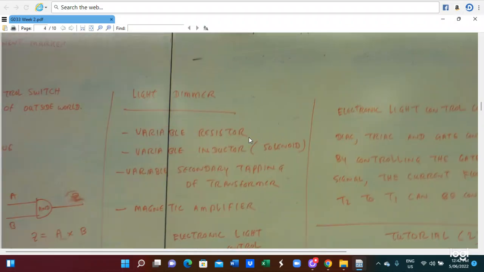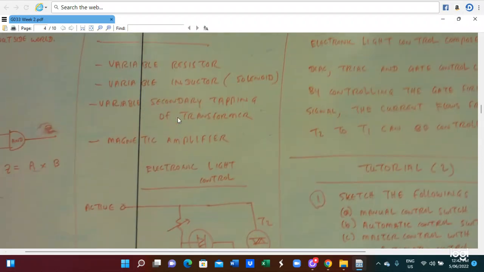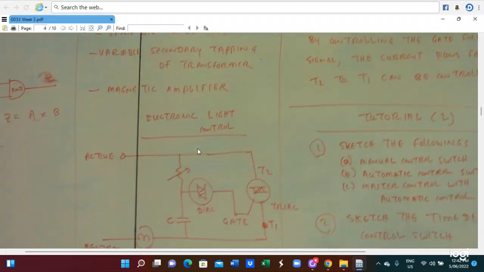So the light dimmer switch is here. This light dimmer switch includes a variable resistor. The variables are a variable inductor and also a solenoid. The variables are also secondary tapping on the transformer and the magnetic amplifier.